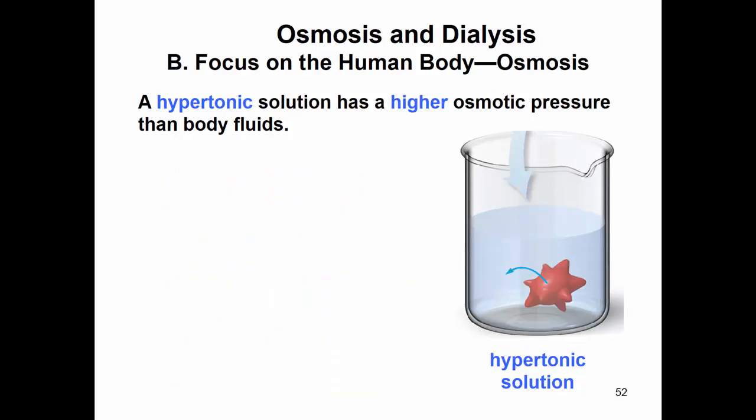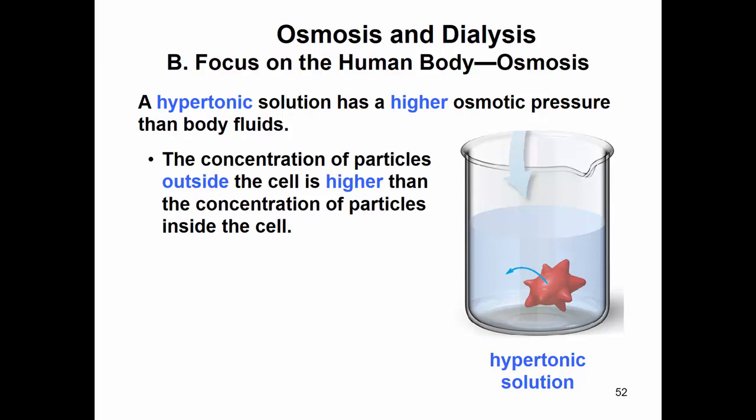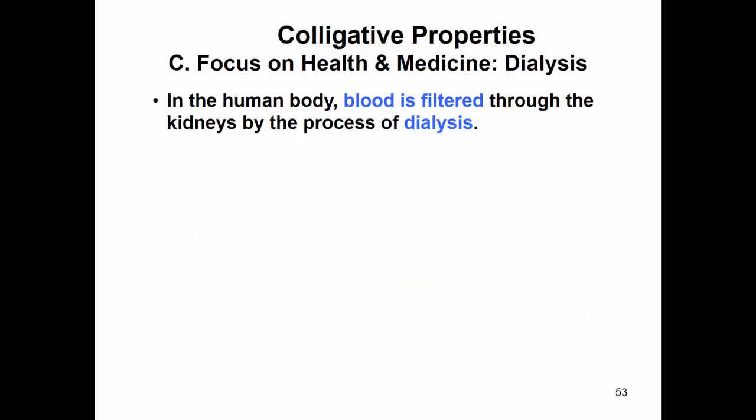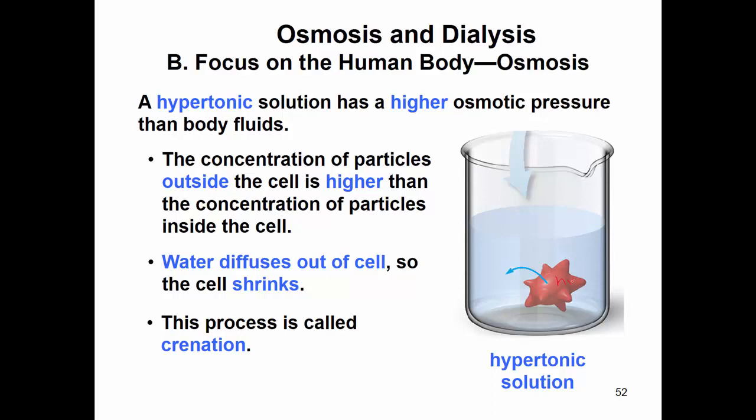But we can also have a hypertonic solution. This is where there's higher osmotic pressure than the body fluids. So the concentration of particles outside of the cell is higher than inside. Therefore, osmosis says we flow from low to high, so the water leaves the cell. This can cause the cell to shrink. If the water goes through the semipermeable membrane to the high concentration, then the cell can shrink, and this is called crenation. So this would be a hypertonic solution.